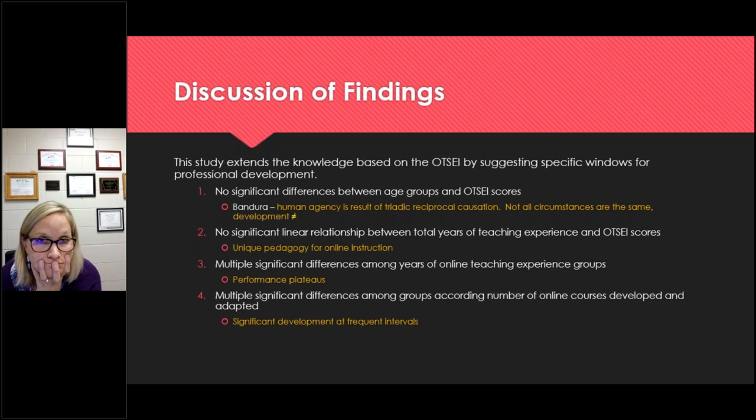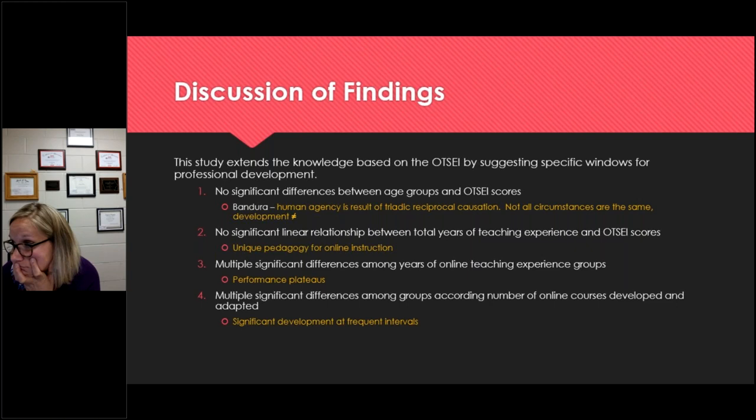And then for online course alignment and web-based course structure, there was a performance plateau of 2 to 10 years. And this was interesting because that is quite a long period of time. And again, going back to motivation to change your behavior, it is based on: what are the negative consequences of not engaging in this behavior? What are the possible rewards for engaging in this behavior?